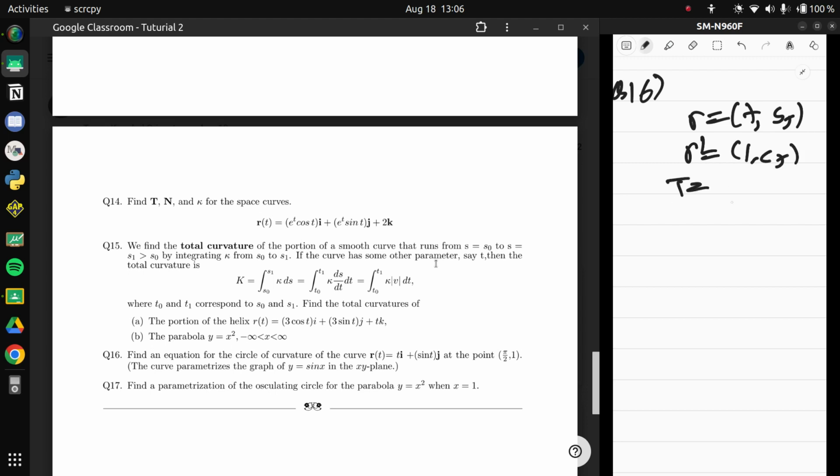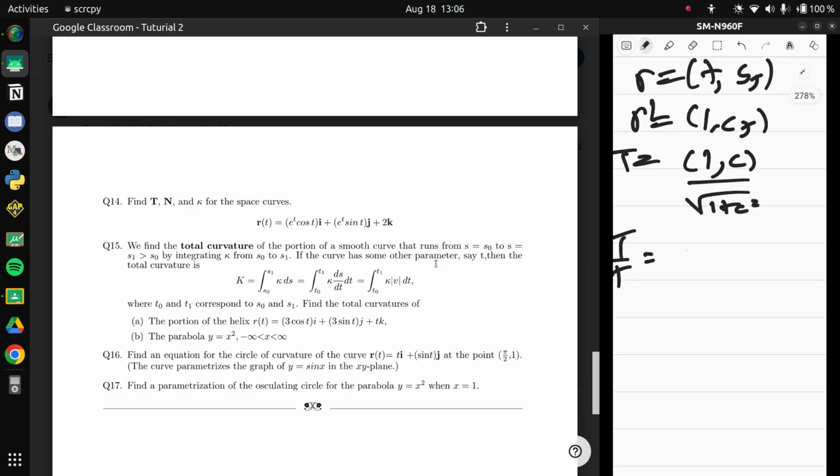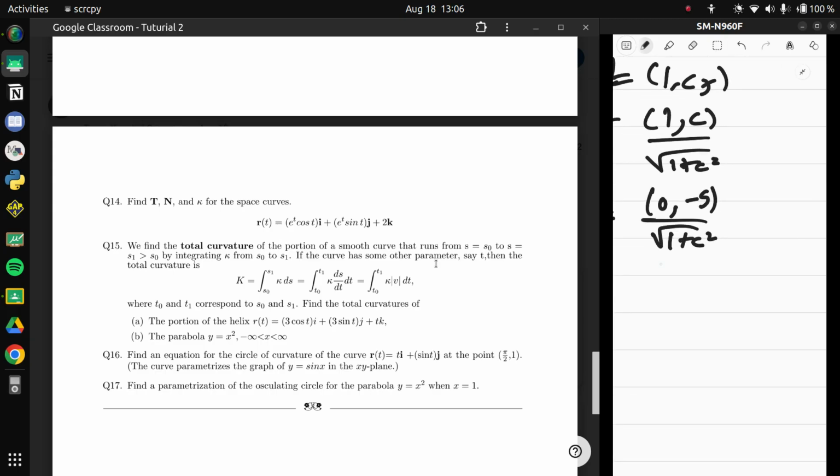The tangent vector is just (1, cos t) upon the square root of 1 plus cos squared. Then you want a normal vector, so dT upon dt. That's something like (0, negative sin t) upon the square root of 1 plus cos squared, and then the other stuff, minus 1 upon 2. That 2 gets cancelled in any case. So we got cosine, but also negative sine, so sine cosine over 1 plus cosine squared, and (1, cosine).